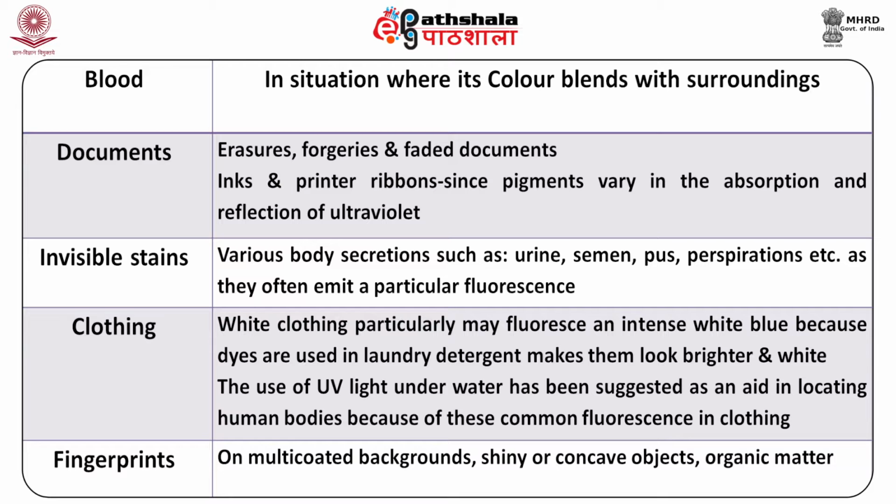The use of UV light under water has been suggested as an aid in locating human bodies because of this common fluorescence in clothing. Then fingerprints on multi-colored backgrounds, shiny or concave objects, organic matter, all using fingerprint powders. Now these are the pictures showing results of reflected UV light photography on the human body.